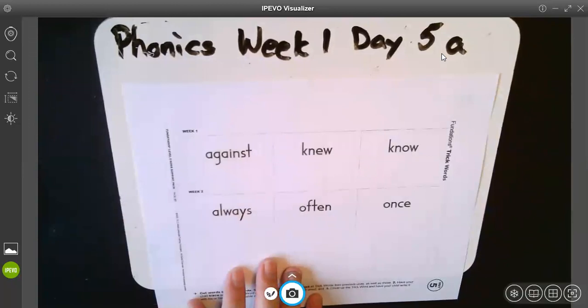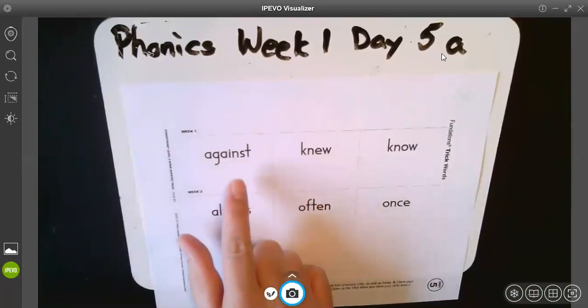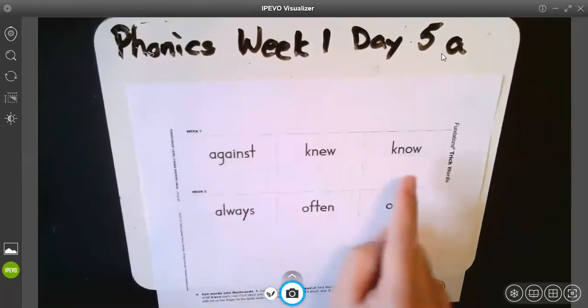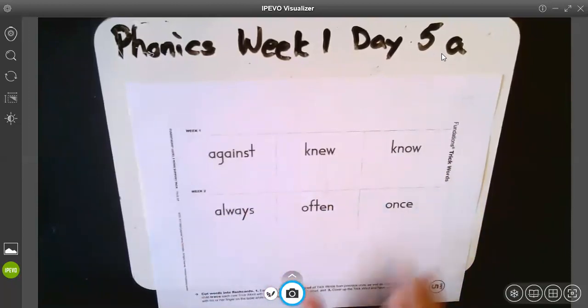Our trick words for today that we're going to look at. Again, trick words do not follow our phonics rules, and so we don't mark trick words, but we do practice them so that we know them when we see them both in our reading and in our writing. So our words: against, new, no, always, often, and once. Okay, so go ahead and parents, you can make those flashcards if you'd like of those. Practice those with your child often so that they know those words right away.